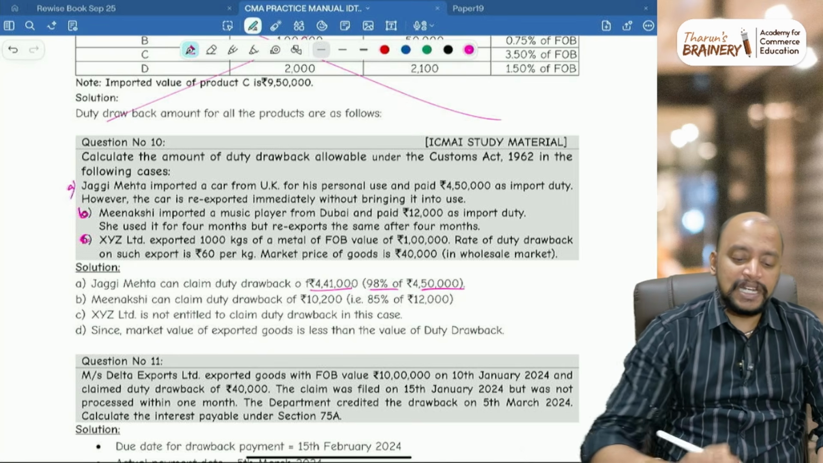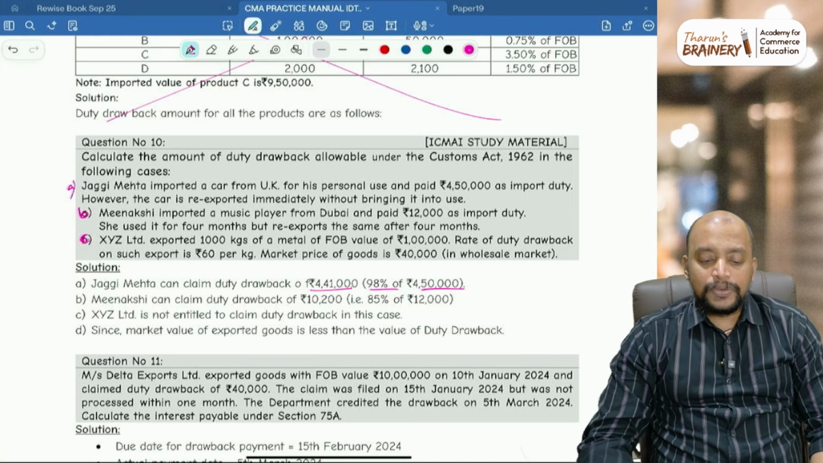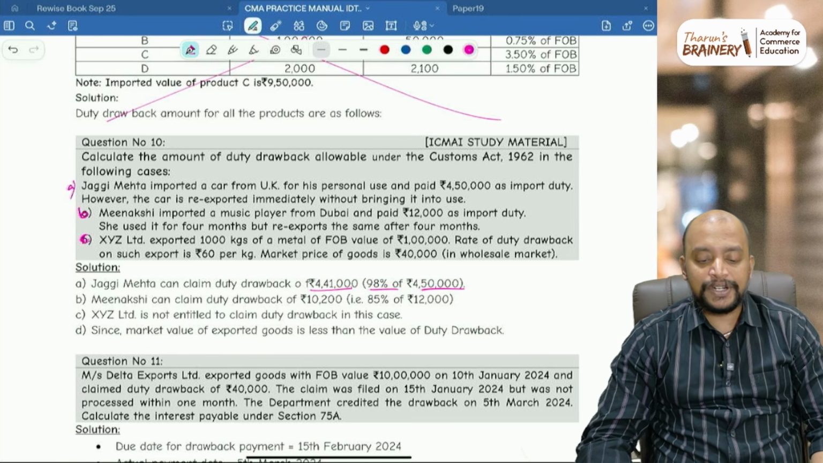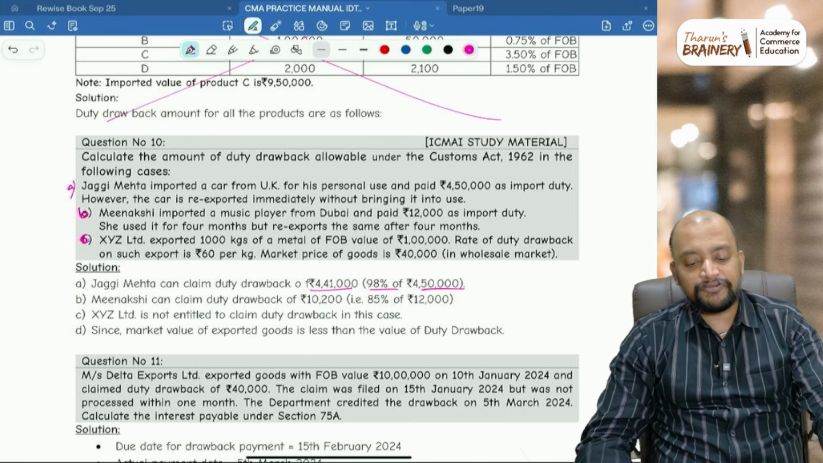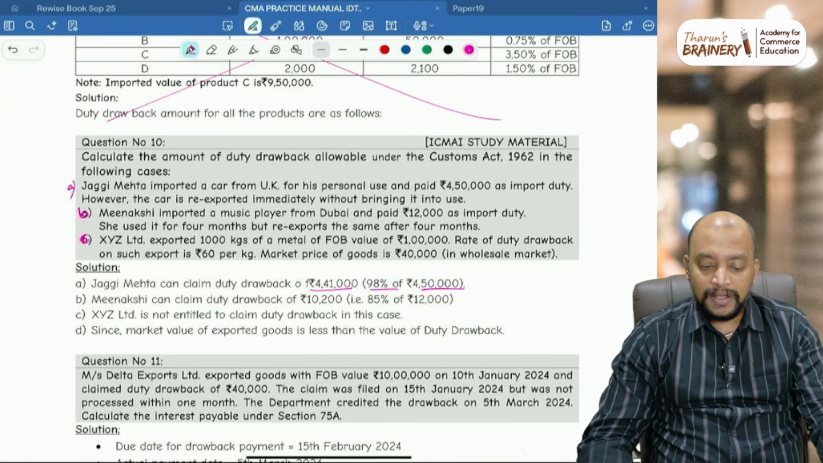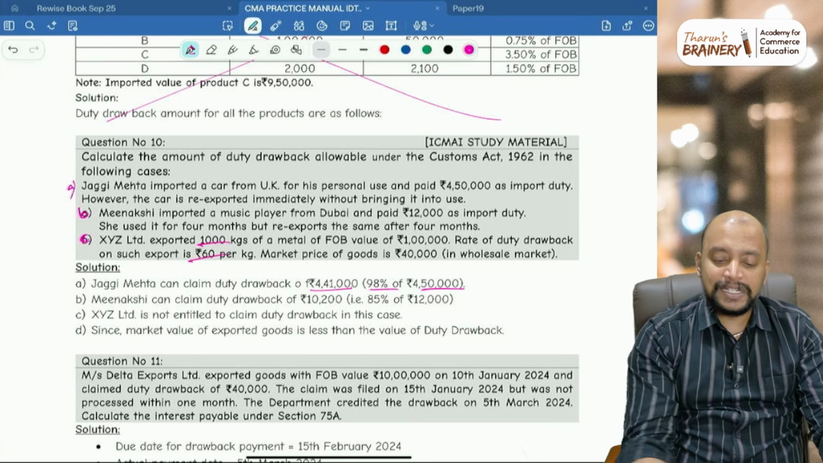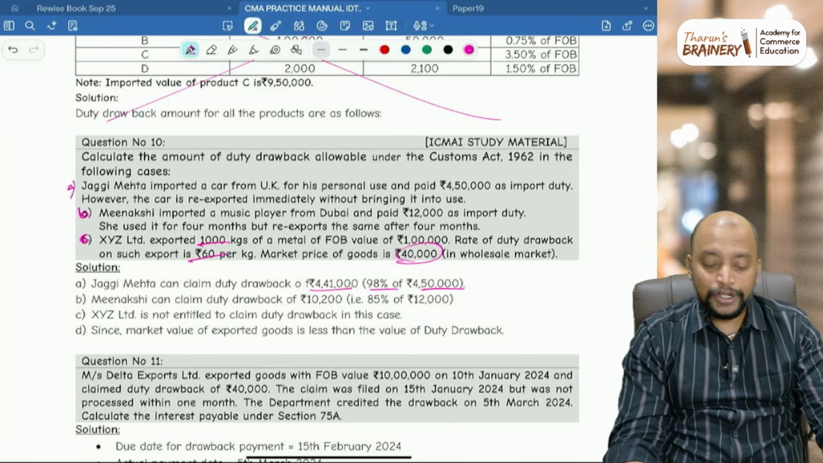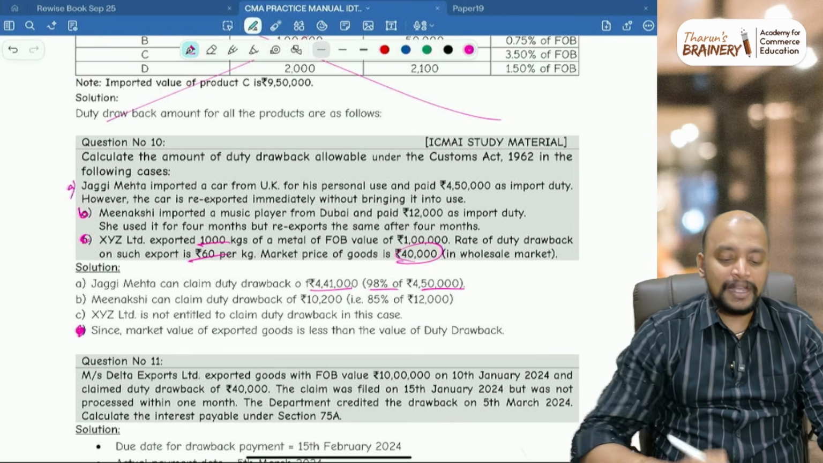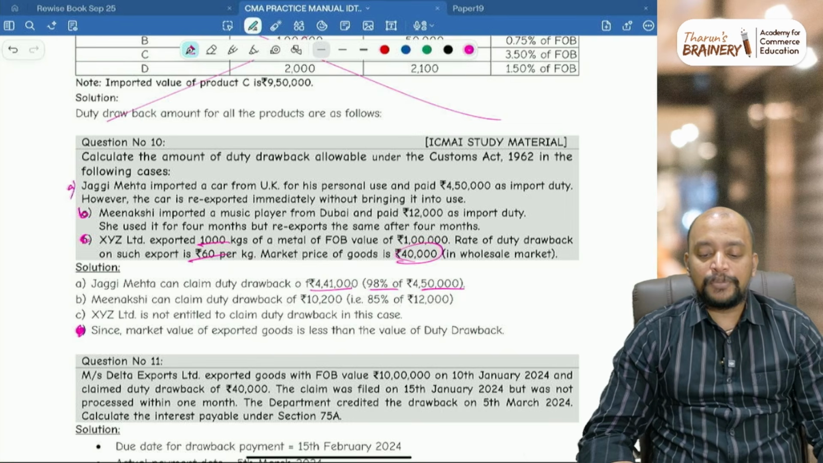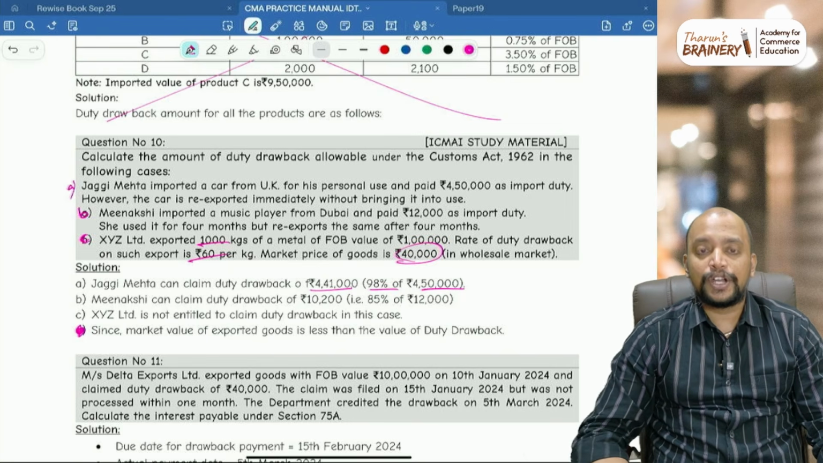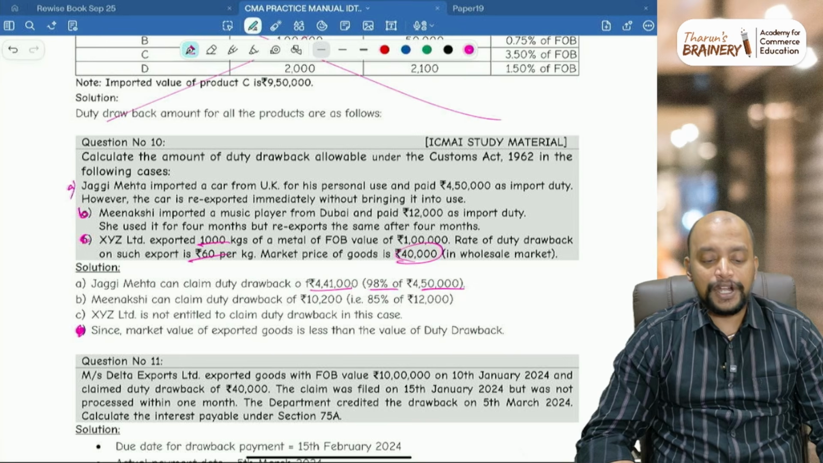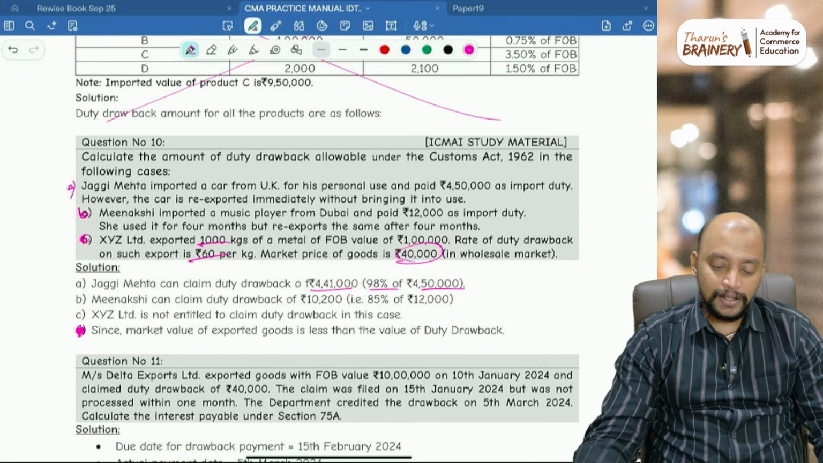Next, C. XYZ Limited exported 1,000 kgs of metal of FOB value 1 lakh. Rate of duty drawback on such export is 60. Market price of the goods is 40. Now do the calculation. So how much is the duty drawback? 60 rupees per kg. 1,000 into 60, 60,000. But the market value is only 40,000. So no duty drawback. Why no duty drawback? XYZ Limited is not entitled to claim duty drawback since the market value of the exported goods is less than the amount of duty drawback. Next.